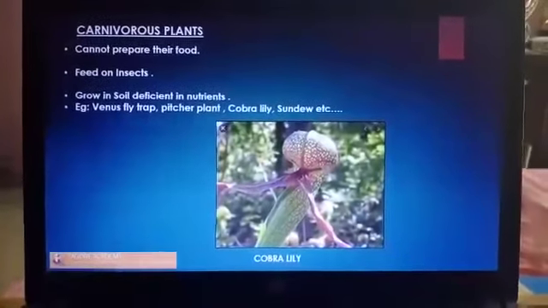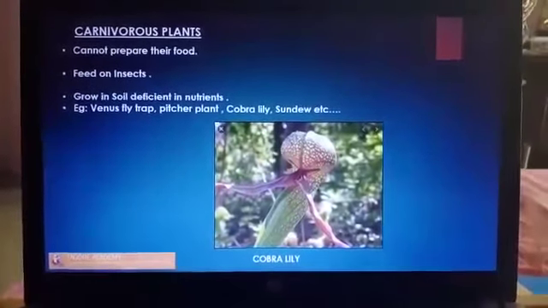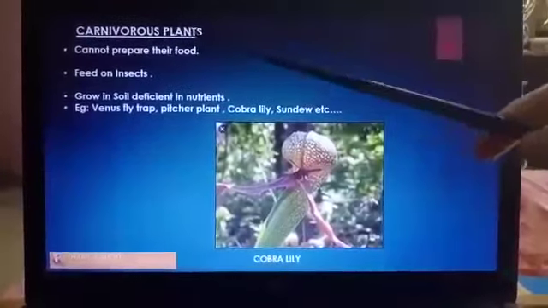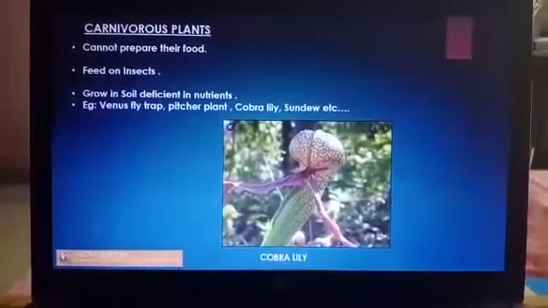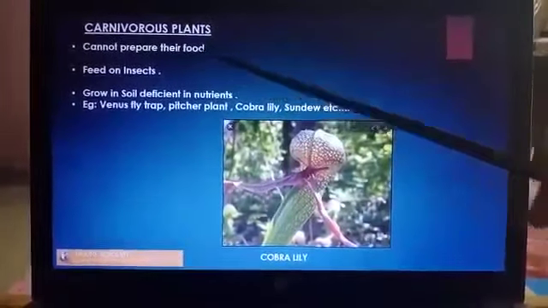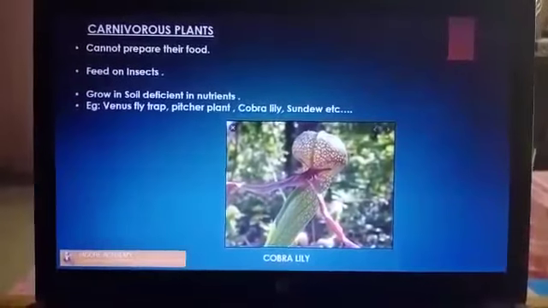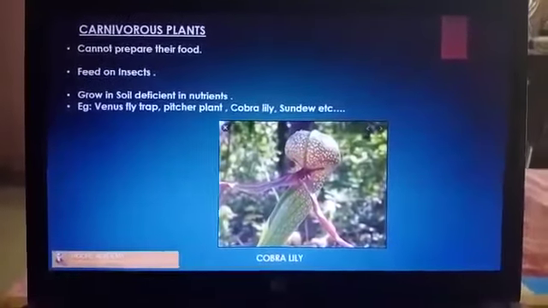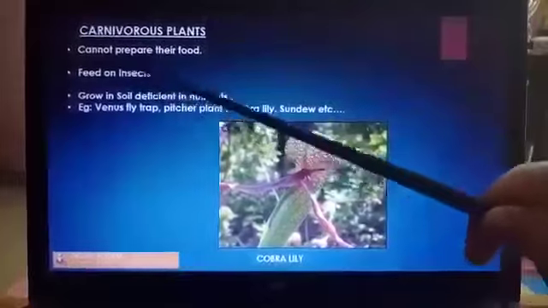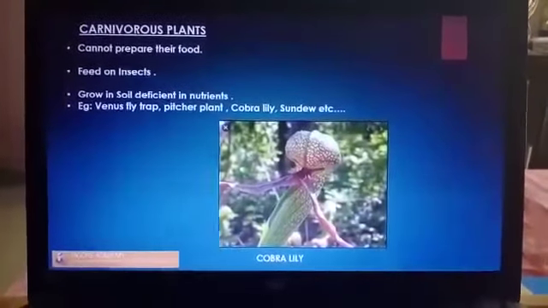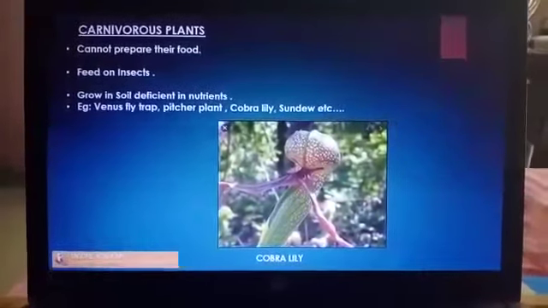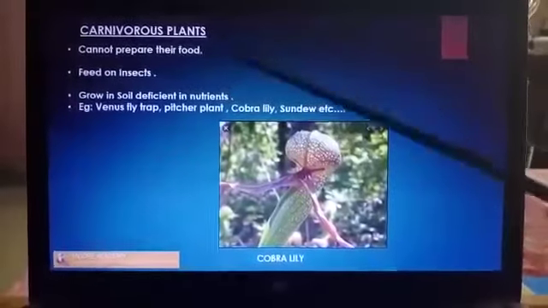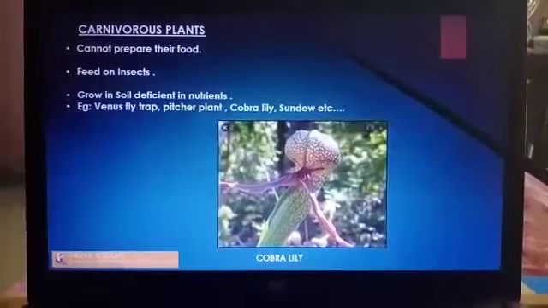Now the second category is carnivorous plants. Carnivorous plants again don't have chlorophyll. They also cannot prepare their own food, so they have to get nutrition from some other source. They feed on insects, so they derive their nutrition from living insects. They are known as insectivorous plants also.